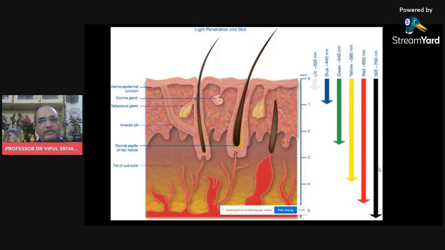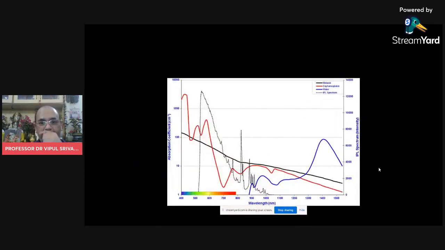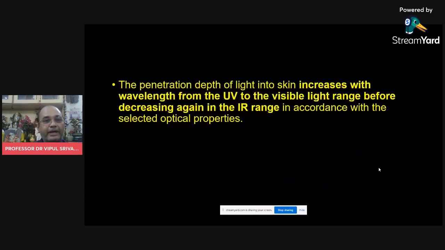But another fact which is important to know is also shared in this particular graph. The penetration depth of light into skin increases with wavelength from UV to the visible light range before decreasing again in the infrared range, in accordance with the selected optical properties. Why am I talking about this here?